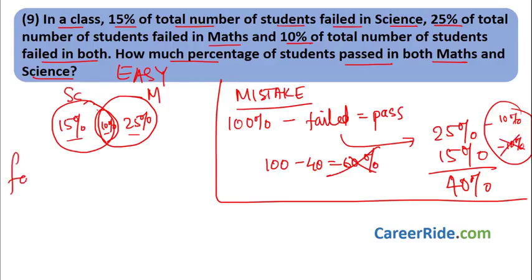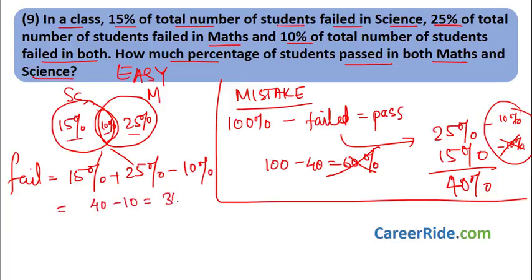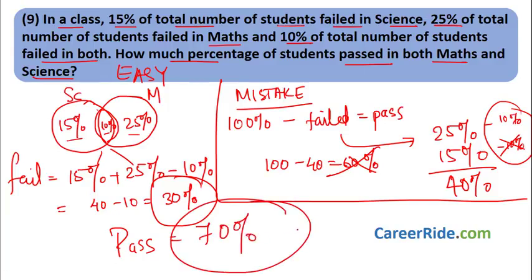So how many students failed? First 15% science, right? Then 25% maths. Now 10% has been counted two times, once over here, once over here. So remove one 10%, right? What will you get? 40 minus 10 equal to 30%. So 30% students failed. How many passed? 100% minus 30% is 70%. 70% students passed in both science and maths.